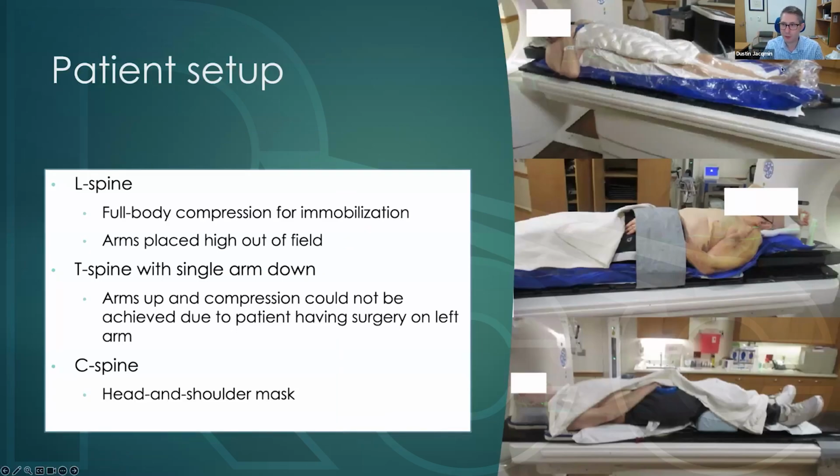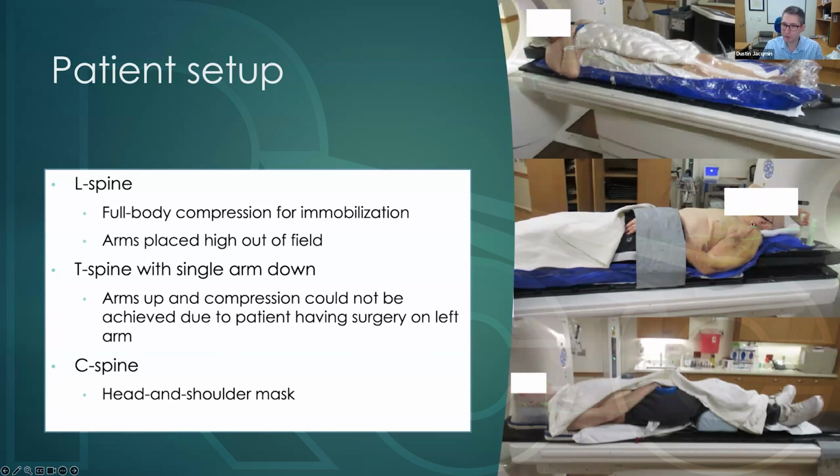For the L spine, we have the patient in a mold and then immobilized with compression. Often we think of compression as being for respiratory gating and reducing respiratory motion. In our clinic, we also use it just to immobilize the patient. So this wrap on top of the patient will make it difficult for the patient to move, and this is a nice, safe way to immobilize the patient for SBRT.